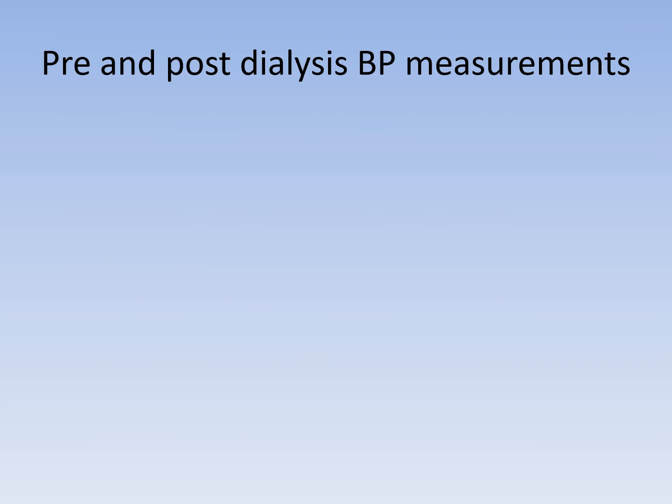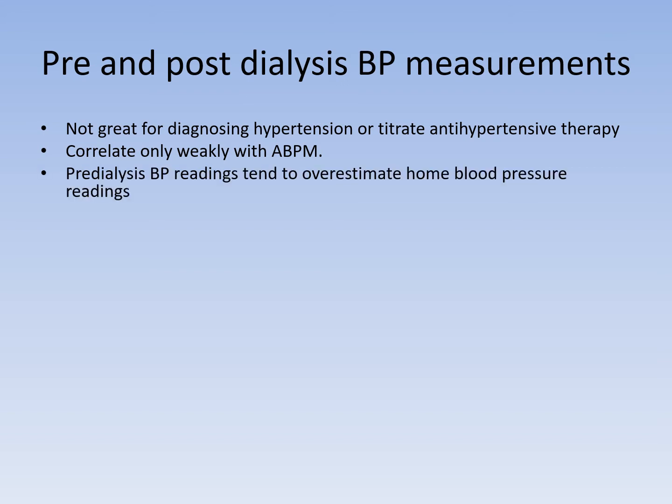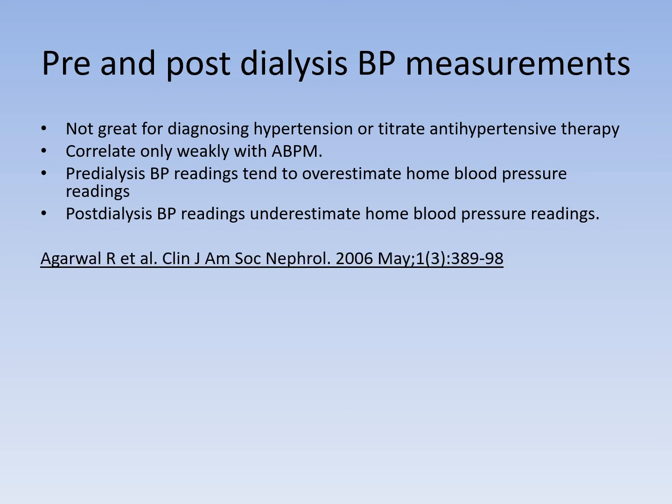In contrast, blood pressure measurements before and after dialysis are not great for diagnosing hypertension or titrating blood pressure medication. They only correlate weakly with ambulatory blood pressure monitoring or home blood pressure measurements, and they don't predict clinical outcomes very well. The pre-dialysis blood pressure readings tend to overestimate home blood pressure. The post-dialysis blood pressures tend to underestimate the home blood pressure readings. But in fact, the values are all over the place.